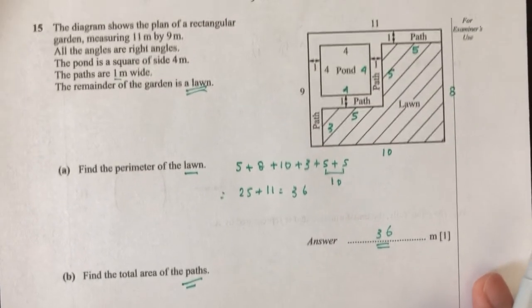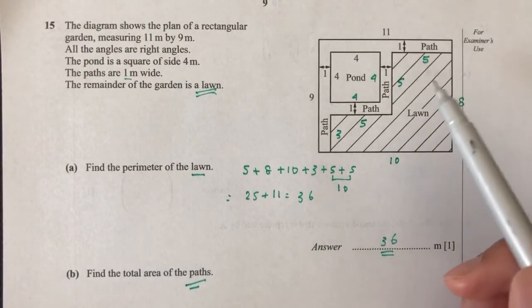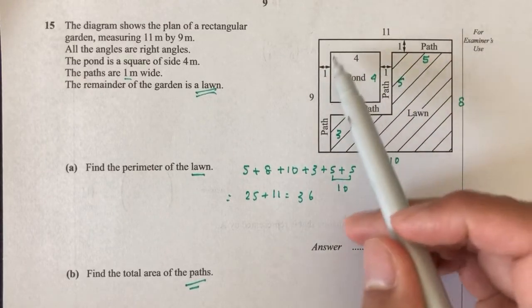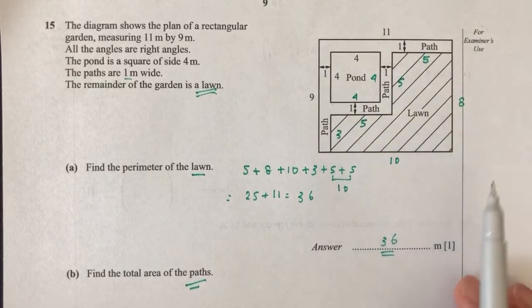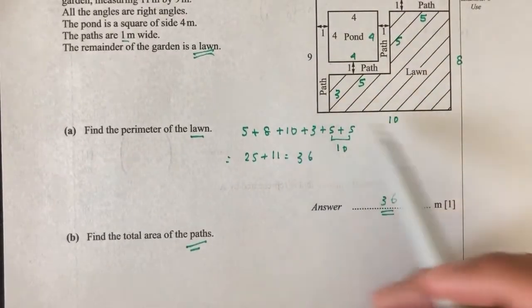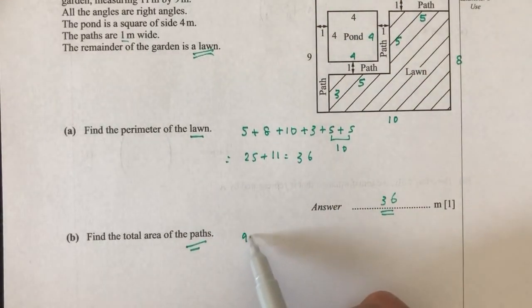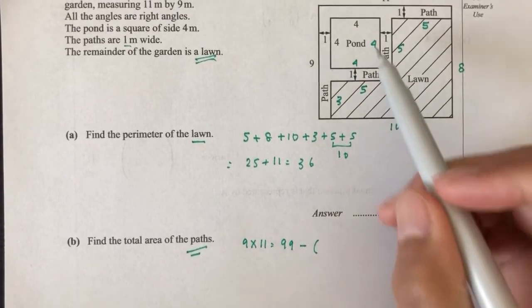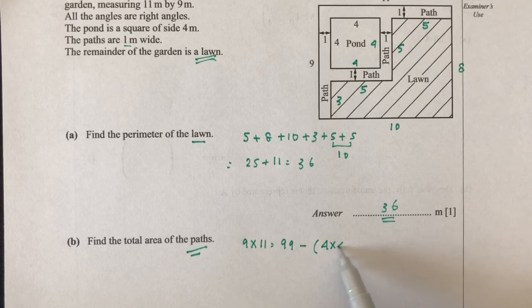So how do you find the area of the path? You can just find the area of everything minus the area of the pond and the area of the lawn. So let's do that. What is the area of this big lot? It is 9 times 11. That will be 99. Now minus the area of the pond. Pond is 4 times 4.